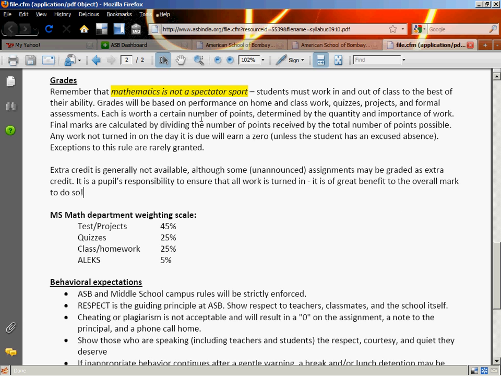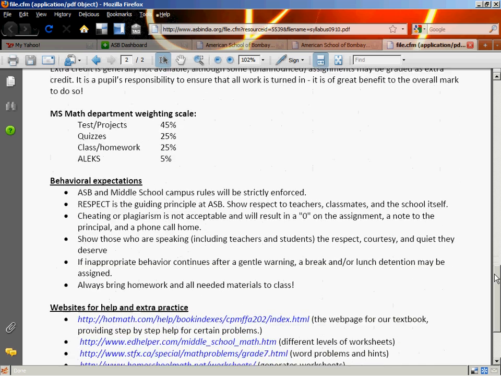better. Okay? Grades are going to be based on how you do at home, on your homework, on ALEX, on quizzes, on tests, on projects. All of those come together, and each is weighted differently. So if you notice, 45 plus 25 plus 25 plus 5 adds up to 100%. Your tests and projects make up almost half of your overall grade. Quizzes and your classwork and homework make up the other half, and ALEX is a smaller portion. ALEX is a good way to help, but it doesn't count for a whole lot of your overall grade.